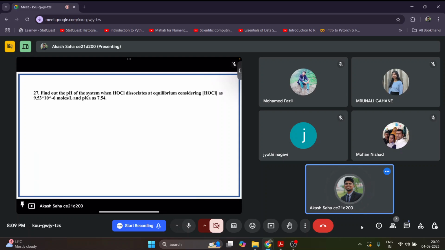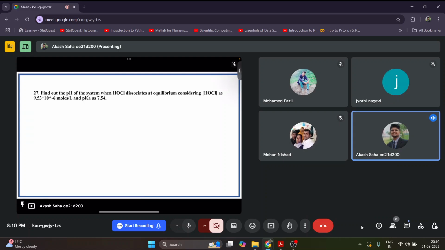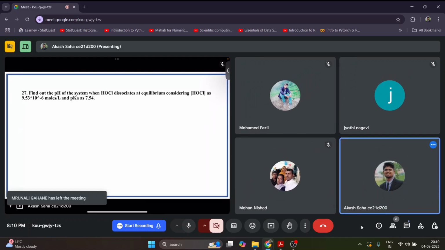Here you have to find the pH, and the OCl minus concentration is not given in the question. So we have to assume that H plus concentration is equal to OCl minus concentration. This small change you have to make. At equilibrium, we assume that H plus concentration will be equal to OCl minus concentration and then solve it.